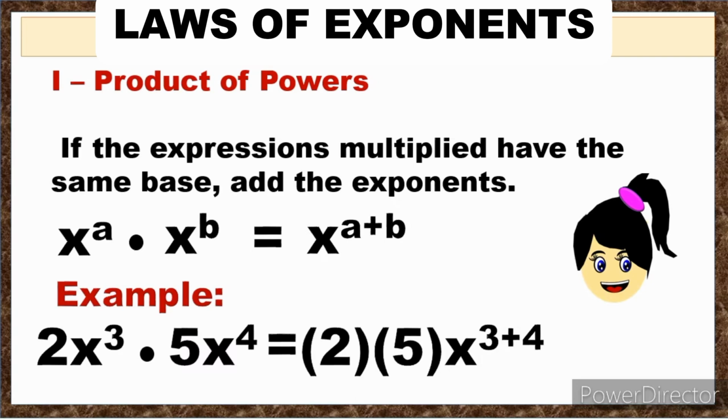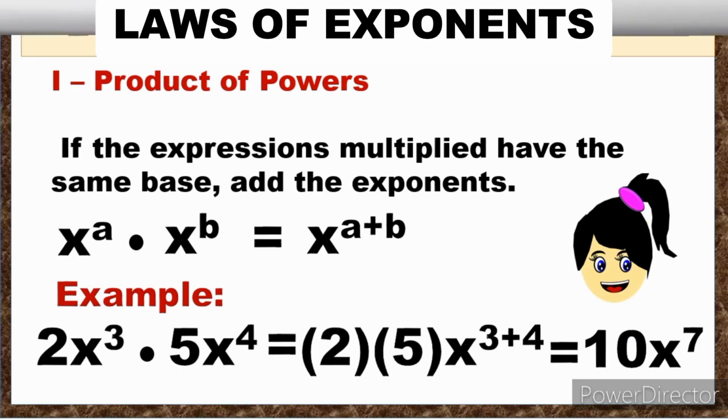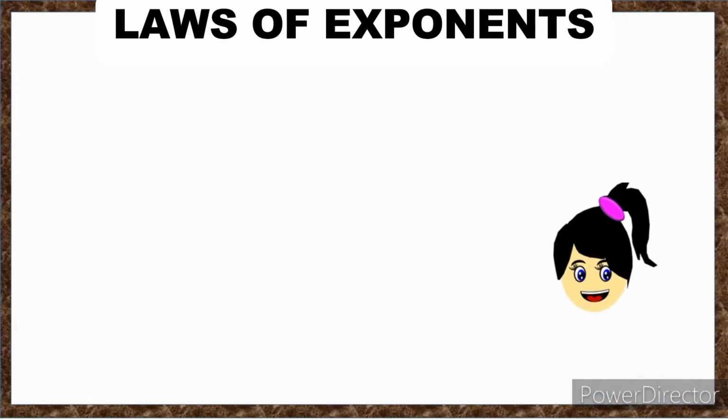Okay? So, i-multiply natin yung numerical coefficient, tapos ipag-add natin yung exponent ng same variable, which is x. So, 2 times 5 is equal to 10, and x raised to 3 plus 4 is 7. Therefore, the answer is 10x raised to 7.